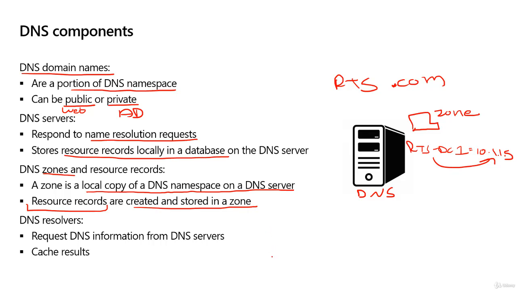Now the other part of this, DNS resolvers. The resolver is a client computer. So if I have, we'll say, Win 10, if I have a Windows 10 computer, this would be a DNS resolver. It simply queries the DNS server to get a name resolved to an IP address. It then caches that information. Now let's take a detailed look at this name resolution process itself.